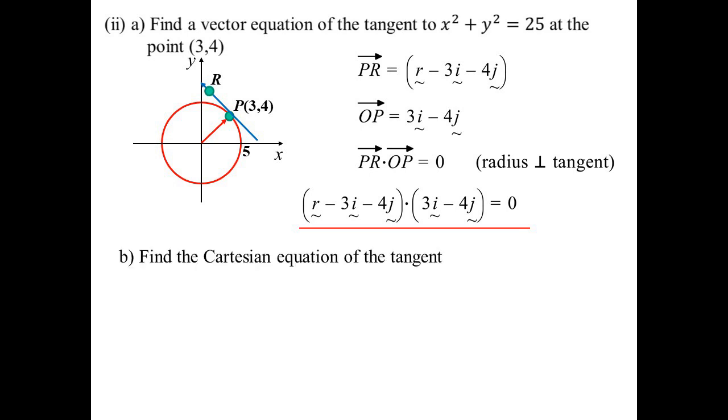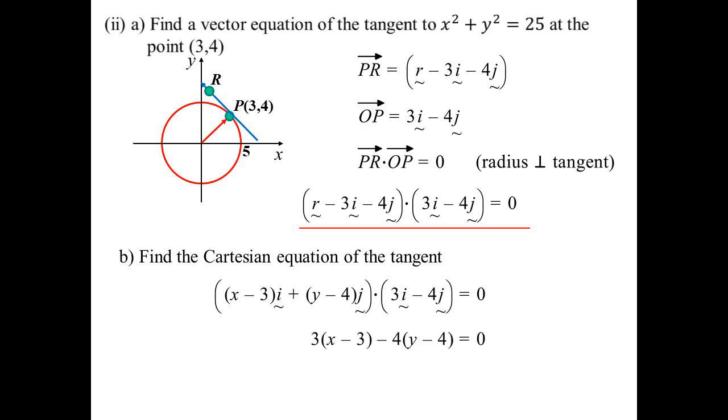So what is the Cartesian equation of that tangent then? Okay, let's go back to that dot product, but now I'll rewrite the first one in component form. So (x minus 3)i plus (y minus 4)j, and we're saying that dot product is 0. So therefore, 3 times (x minus 3) minus 4 times (y minus 4) must equal 0. And there's the equation of our line. 3x minus 4y plus 7 is equal to 0.